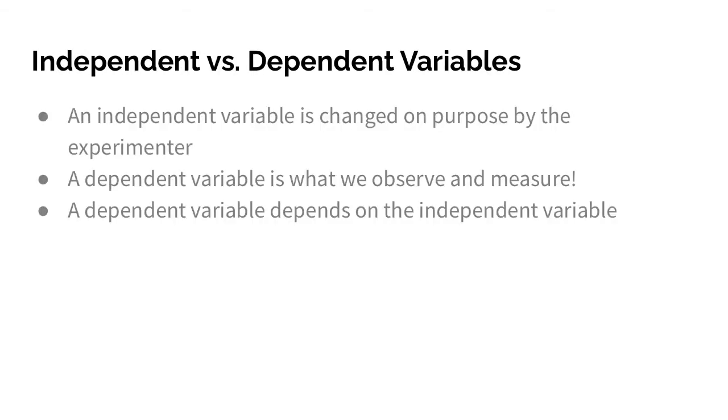So now that we generally know how to find the topic of a graph or what a graph is trying to communicate to us, we now need to investigate the difference between independent and dependent variables. If you remember, an independent variable is changed on purpose by the experimenter. A dependent variable is what we observe and what we measure. And remember that the dependent variable depends on the independent variable. So let's look at some examples to help clarify this idea a little bit more.